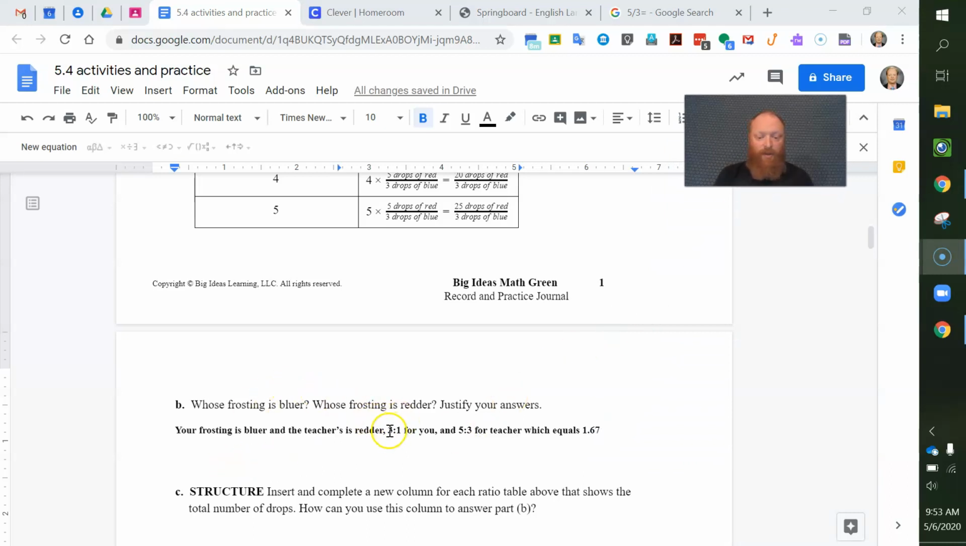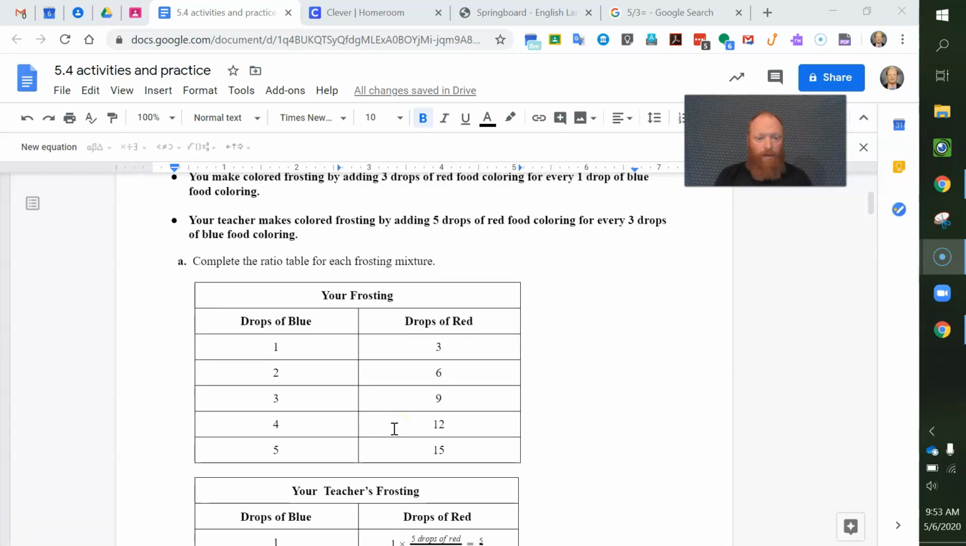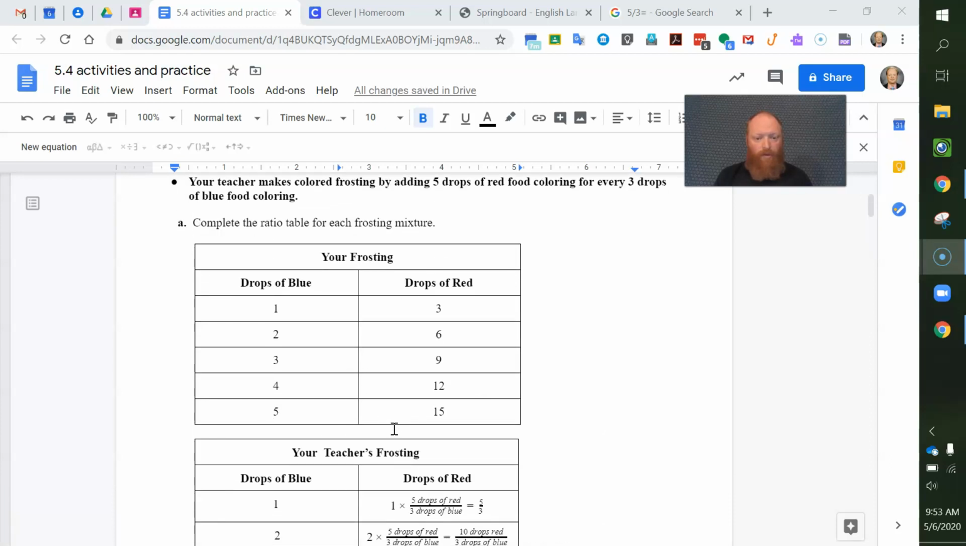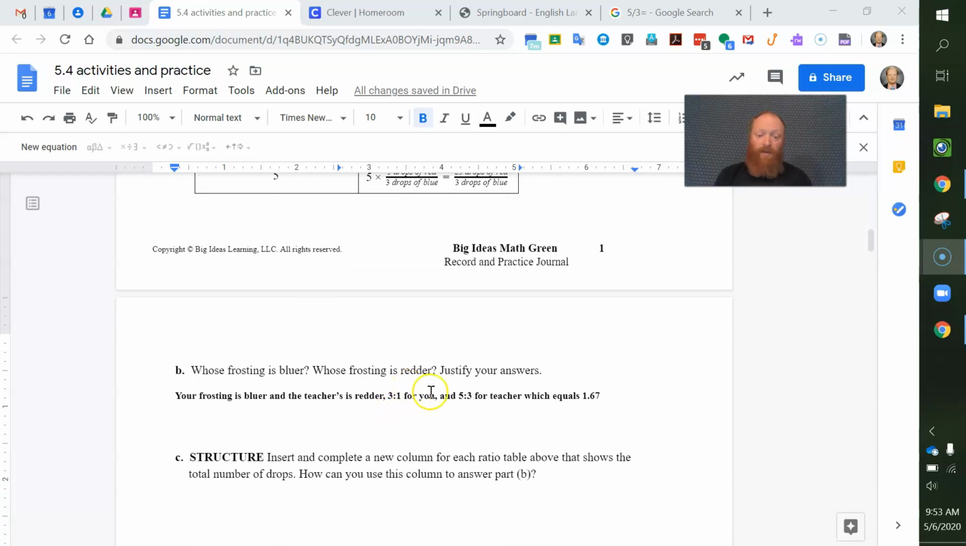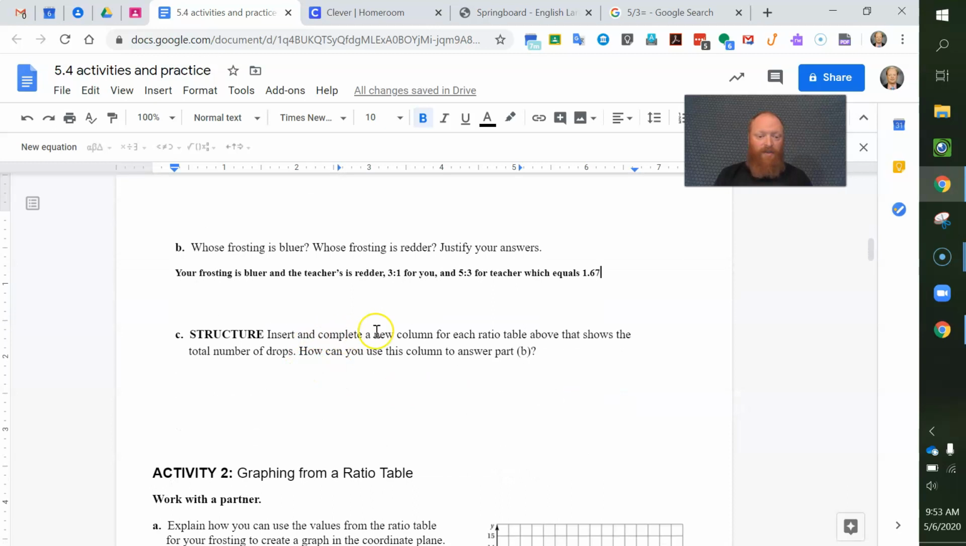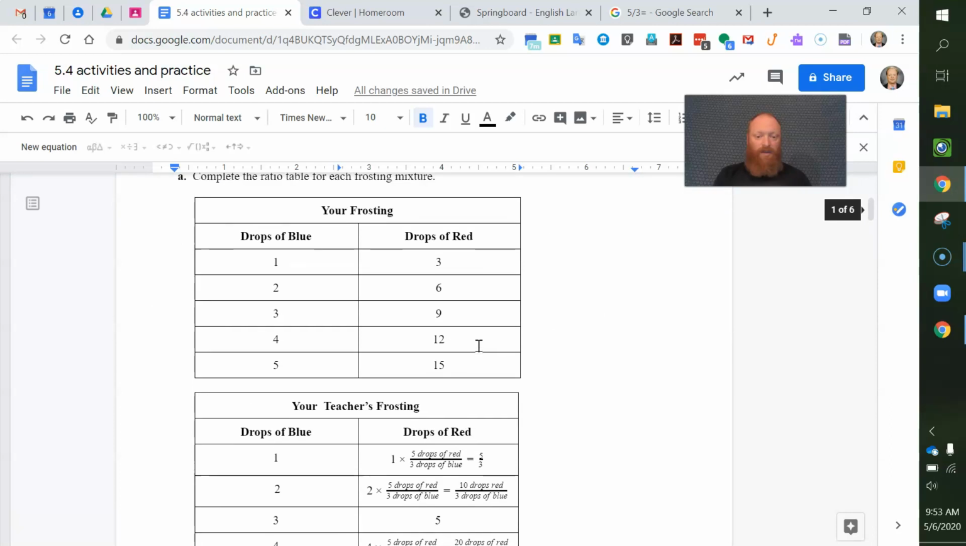And so we have 3 drops of red for every 1 drop of blue, whereas they have 5 drops of red for every 3 drops of blue. So we have 1.67. Okay? Structure. Insert and complete a new column for each ratio table above that shows the total number of drops. How can you use this column to answer part B? Let's go ahead and do that.